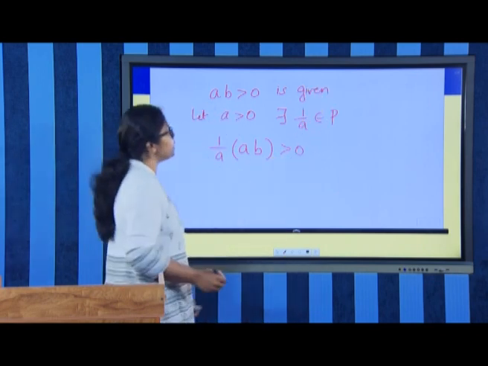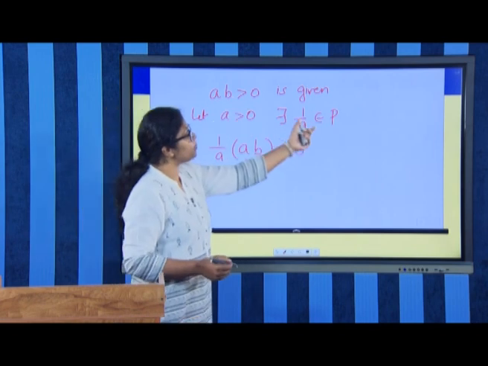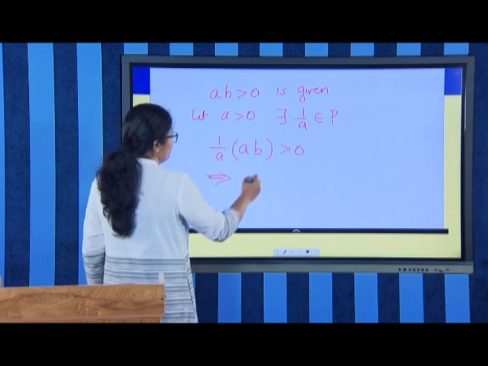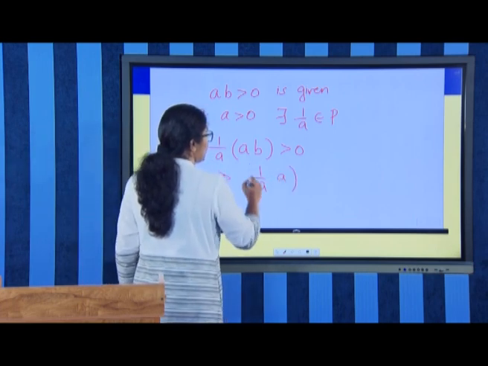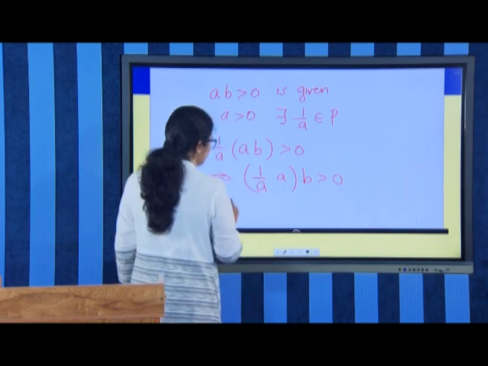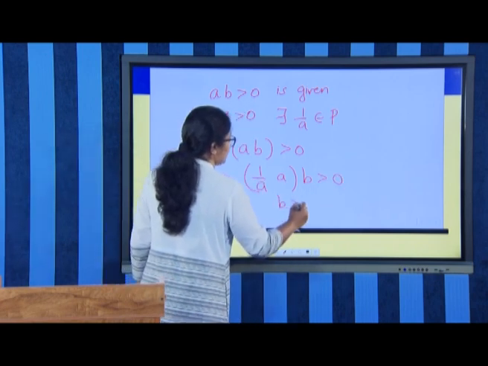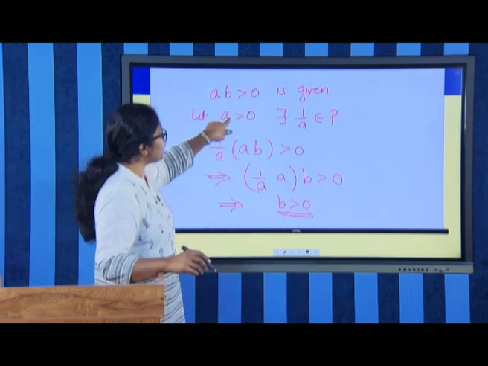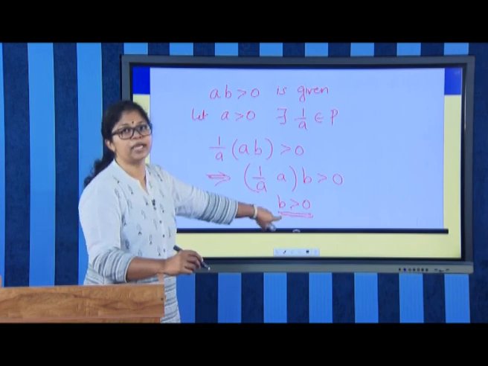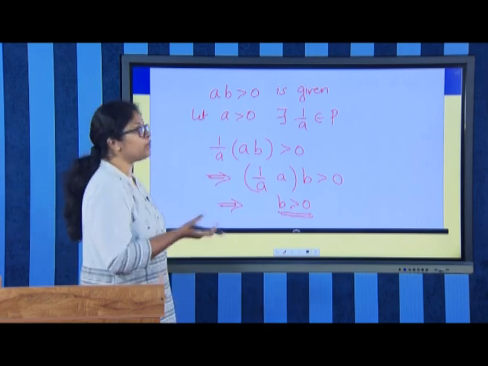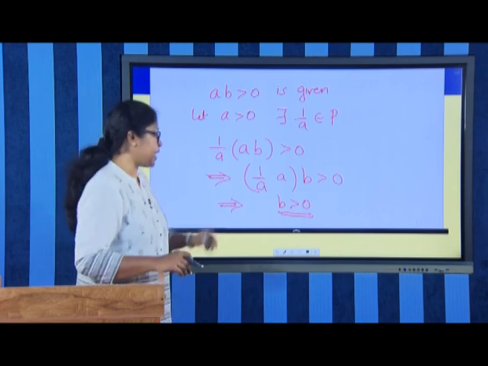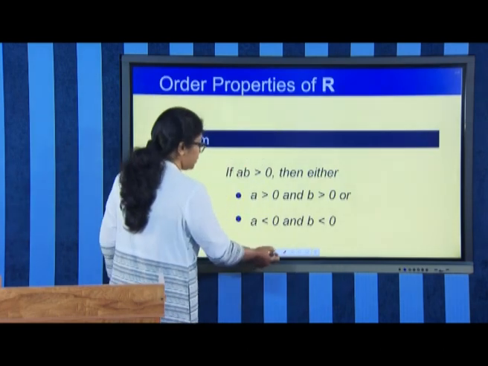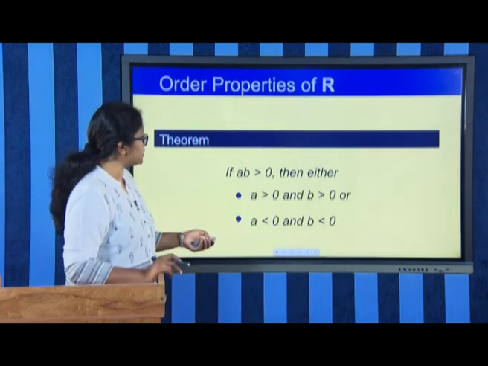So, by the definition of P, AB belongs to P and 1 by A belongs to P means the product also becomes greater than 0, which shows that 1 by A into B is greater than 0, which shows that B is greater than 0, because this side happens to be equal to 1. So, we have started with A greater than 0, we have reached B greater than 0 itself. Similarly, we can prove that both should be negative as well. So, the proof is quite similar. So, we are skipping the proof, leaving it as an exercise.